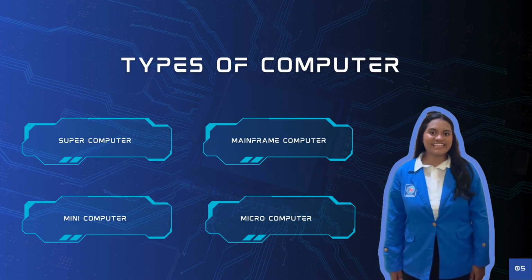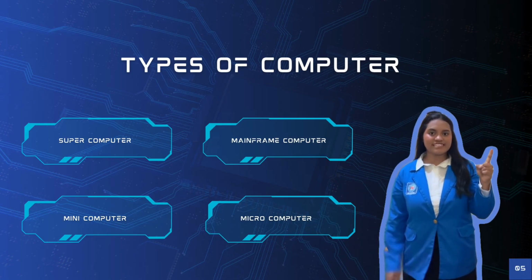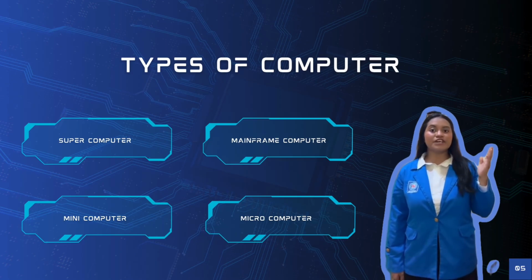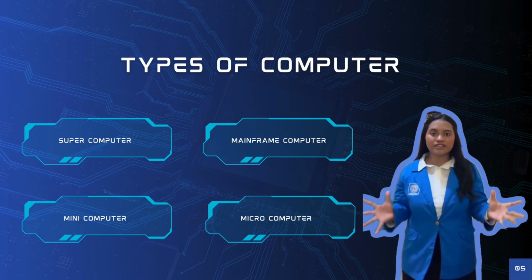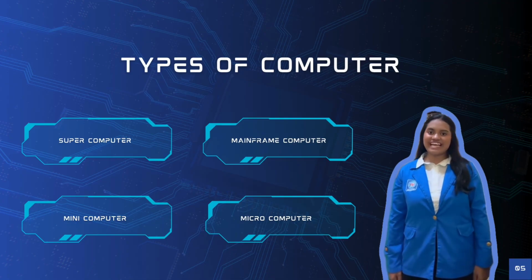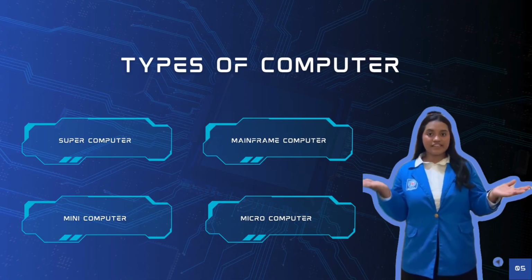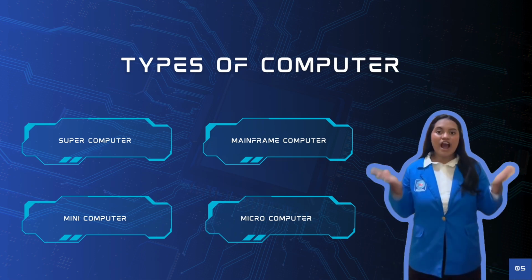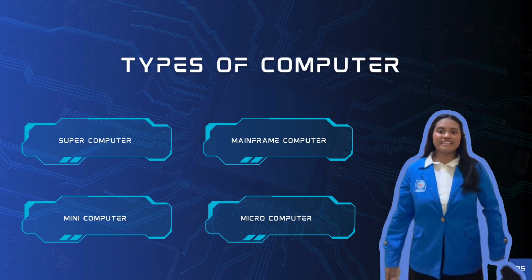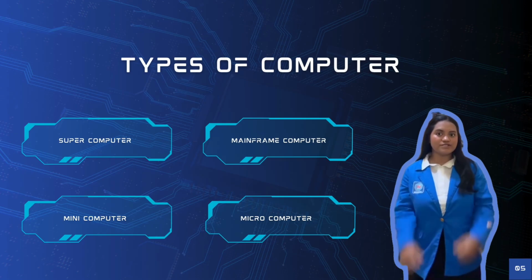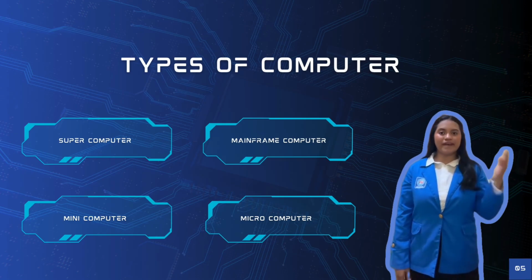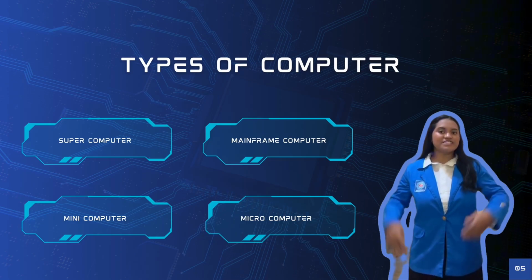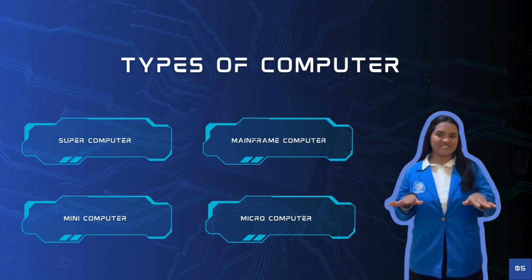Now, let's look at the different types of computer based on their size and capability. First, we have supercomputers. These are the most powerful computers in the world. They're used for extremely complex tasks like weather forecasting, scientific simulation, and nuclear research. And the next are mainframe computers. These are large, powerful machines used mainly by big organizations like banks and government agencies to handle massive amounts of data and support thousands of users at the same time.